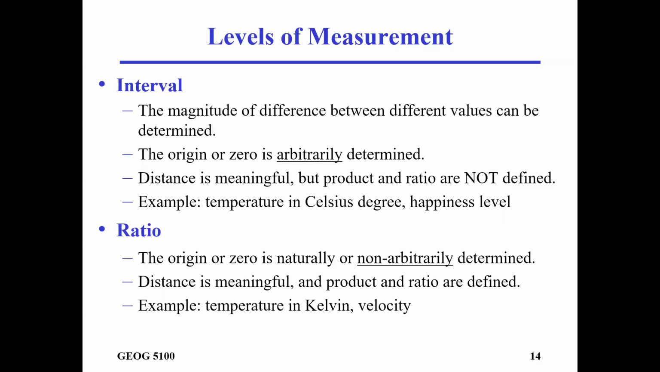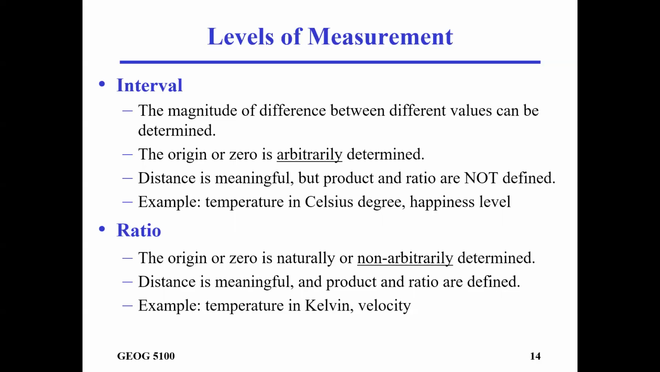So the next level is interval data. The magnitude of difference between different values can be determined. The origin or 0 is arbitrarily determined. Distance is meaningful, but product and ratio are not defined. For example, temperature in Celsius degree or in Fahrenheit degree, but not in Kelvin. Why? Temperature is tricky.